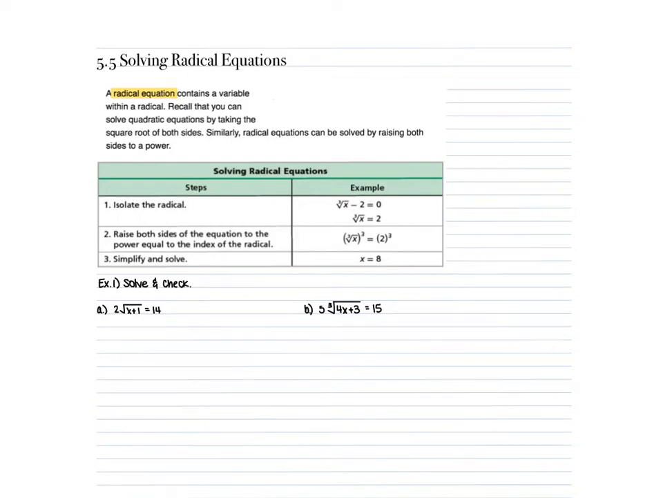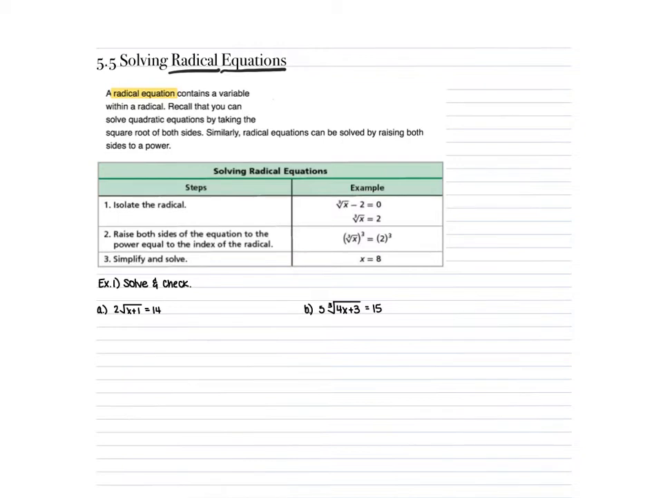Okay, so 5.5 is solving radical equations. What we're expecting is equations, things with equal signs, and radicals. And we're going to solve them. We're going to talk about how you deal with it, how you get it down to just x equals something at the very end. So that's what we're going to go through here.